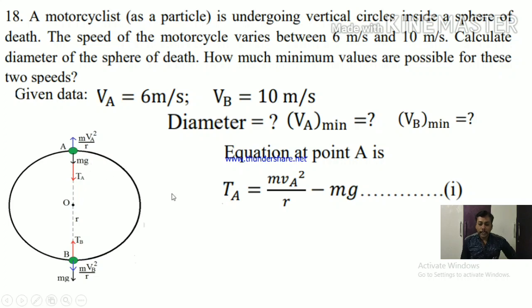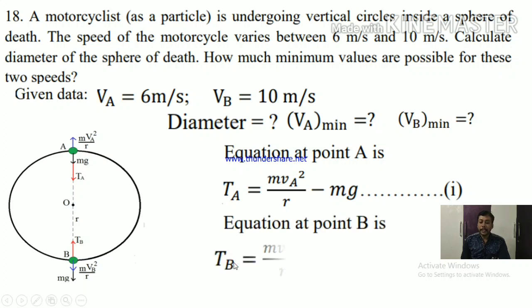So from this, we know in vertical circular motion the required centripetal force, that is the tension in the string plus mg, is the required centripetal force. So tension at A is equal to centripetal force minus weight, that is mva square upon r minus mg. Equation at B, at the lowest point, similarly we can write TB is equal to mvb square upon r plus mg. We know tension at the highest point is lower and tension at the lowest point is higher. Now this is equation 2, this is equation 1.